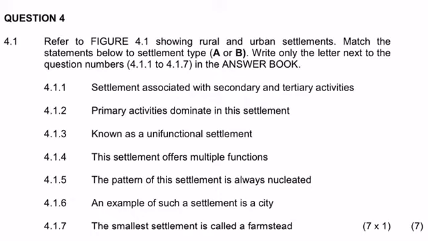Between these two types of settlements, where have you got a unifunctional settlement? Is it in urban settlements or is it in rural settlements? Even though you might not understand unifunctional, you might have an idea that it's either unifunctional or multifunctional. You know one thing for sure, that in urban areas it's actually associated with multifunctional activities. It could be multifunctional in terms of services, in terms of a lot of things, guys. So that obviously means unifunctional could be a settlement type B.